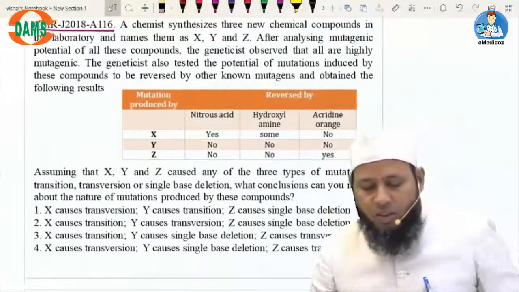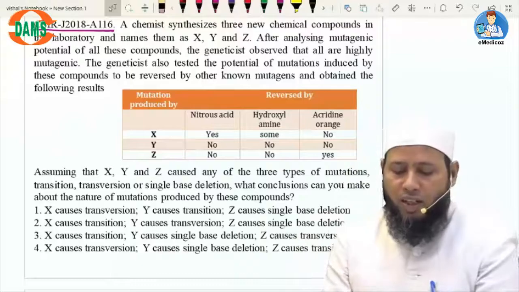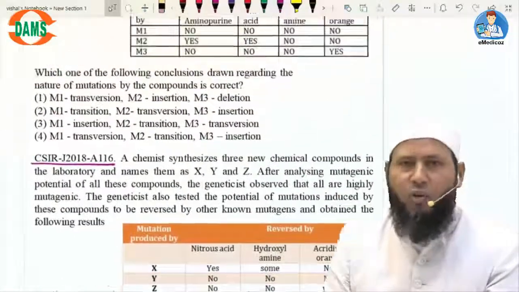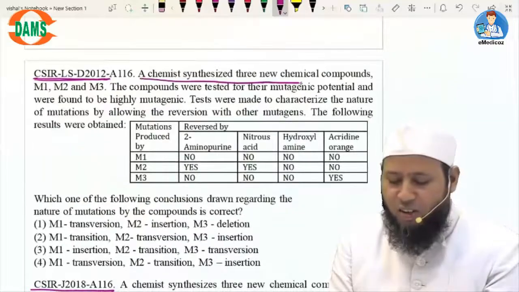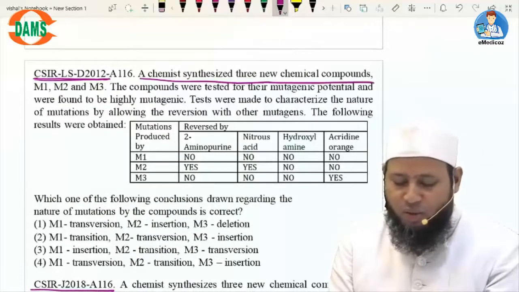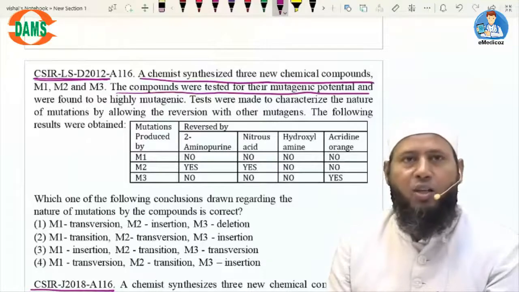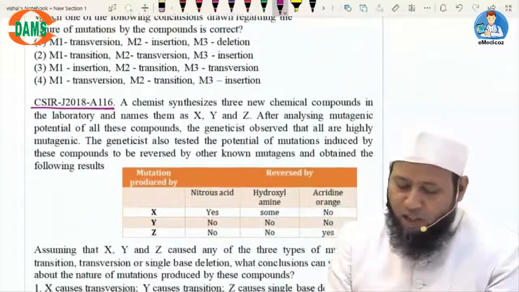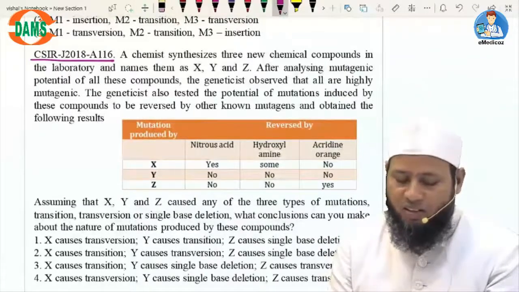Remember, this question can be asked again, exactly on the same pattern. In the 2018 question, the language is almost the same. A chemist synthesized three new chemical compounds, M1, M2, and M3, and the compounds were tested for their mutagenic potential, and so on. Here it is X, Y, and Z.